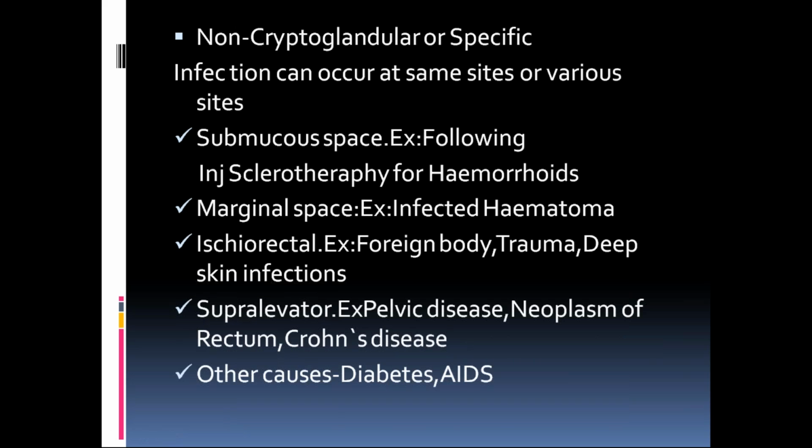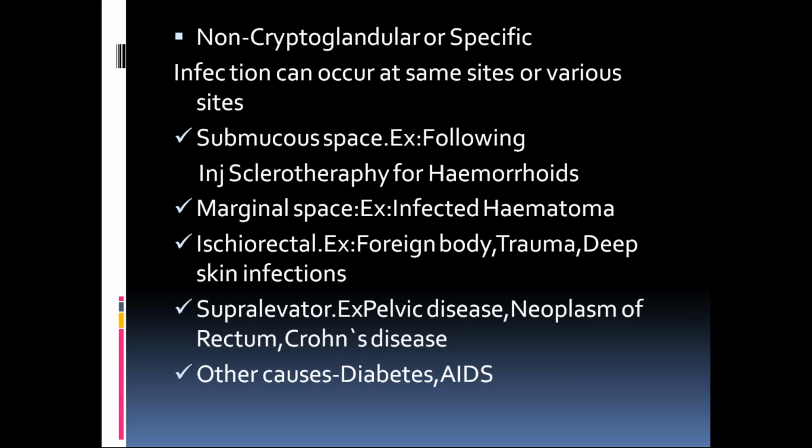Okay, next is the ischiorectal. So there are some causes. A foreign body or a trauma to the ischiorectal space. For example, if the patient falls while riding a bicycle and falls on the road, and he has an injury to the ischiorectal region, and some stone or some nail gets inserted into the ischiorectal region, that may cause ischiorectal abscesses.